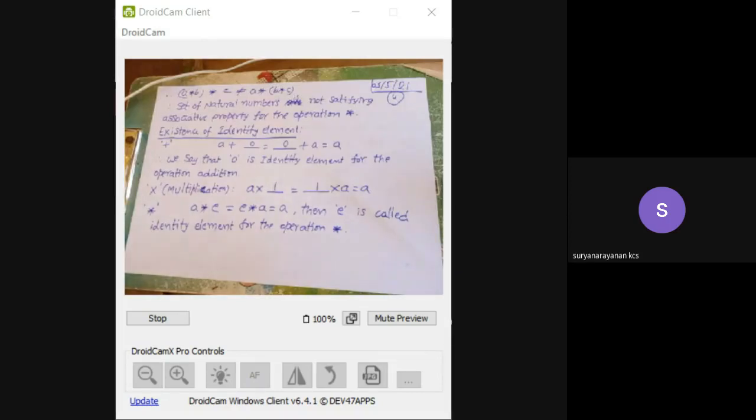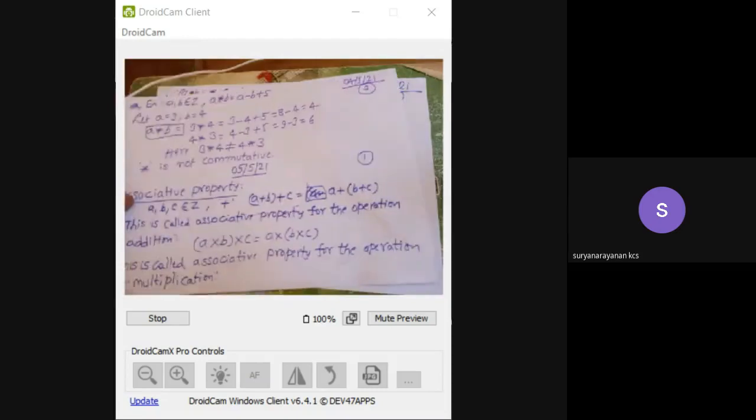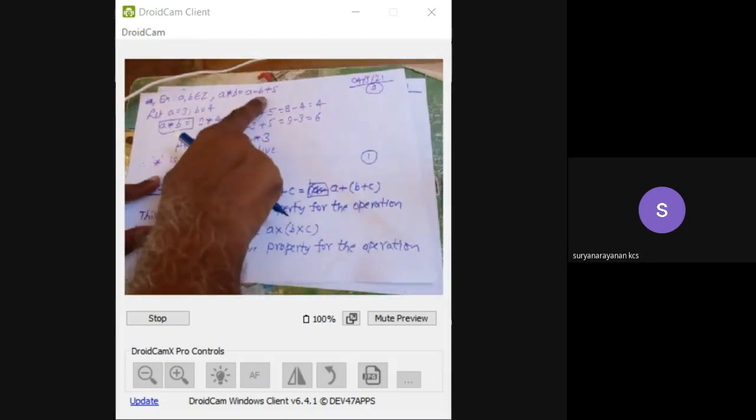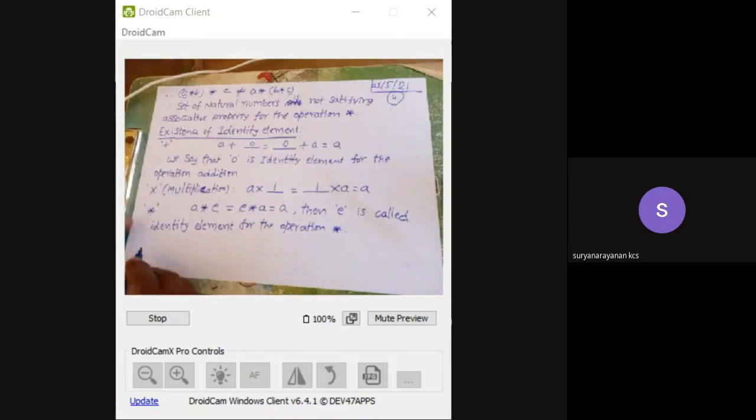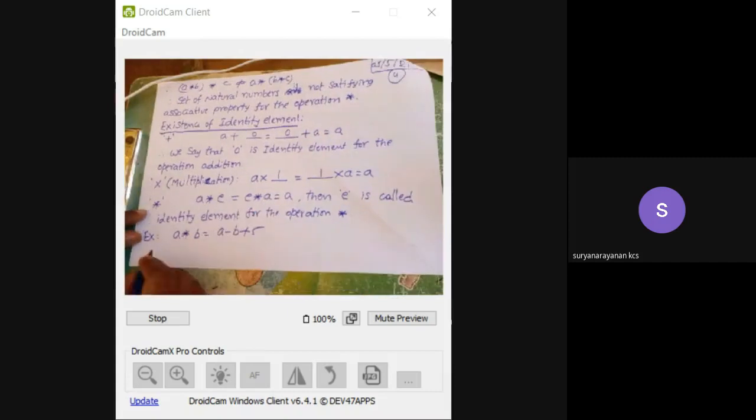Okay, my children, I will explain it by taking this example. Let us take this example only. A star B is equal to A minus B plus 5. Here, the star operation is defined between these two numbers. Remember this point, my children. A star B is defined as the first number minus the second number plus 5. For this operation, we have to find the identity element.